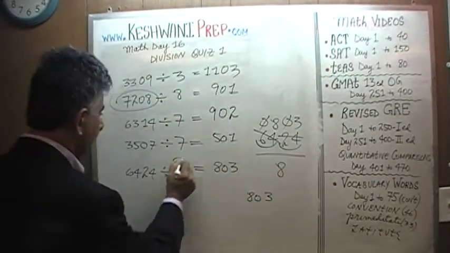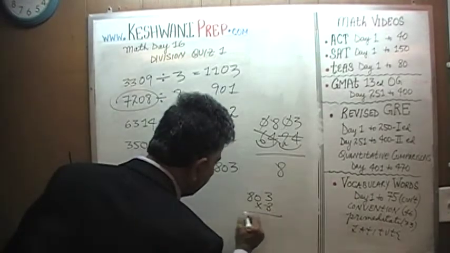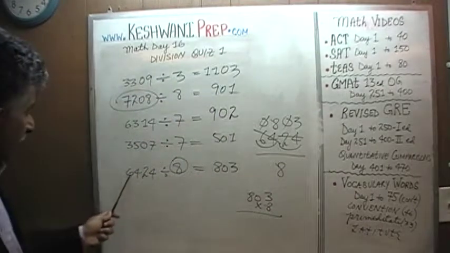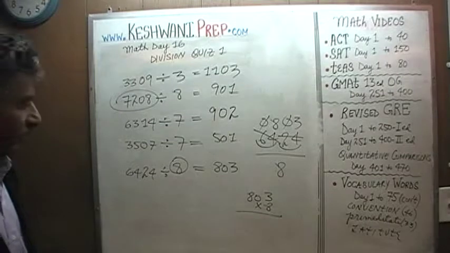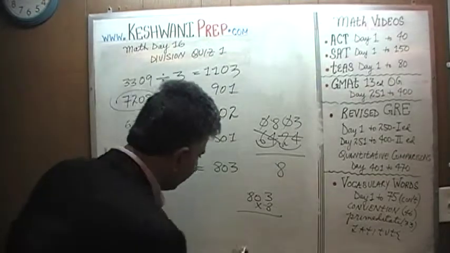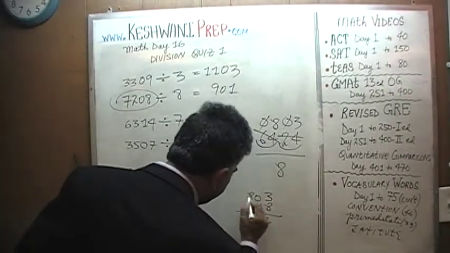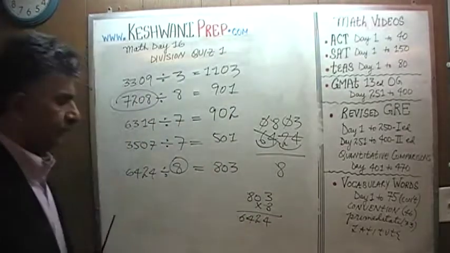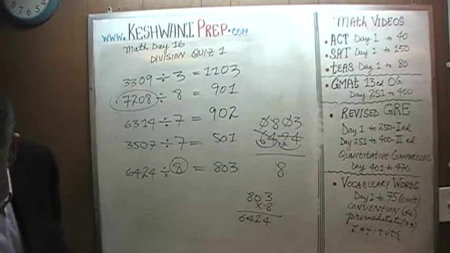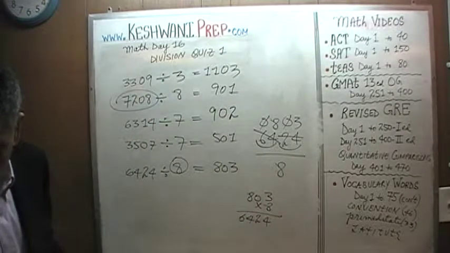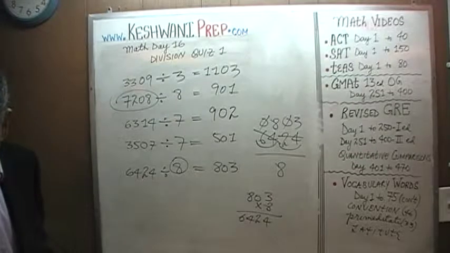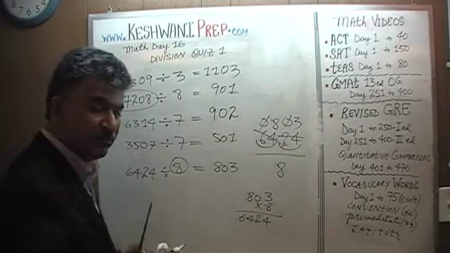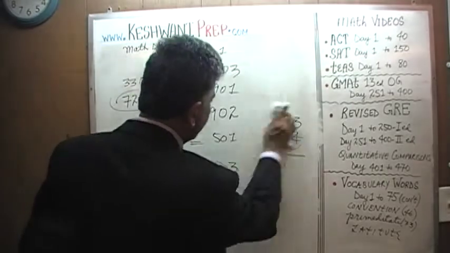Now we're going to verify it. 803 times 8 better give us what we started out with, which is 6,424, we are claiming. 8 3s are 24, 8 8s are 64. There you go. Should we stop here or should we do 5 more? Let's do 5 more very quickly. I'm not going to explain the details, we're just going to do them.